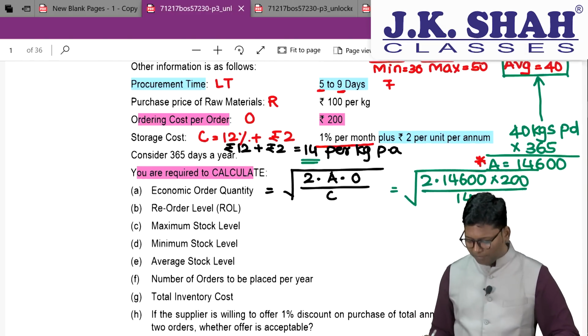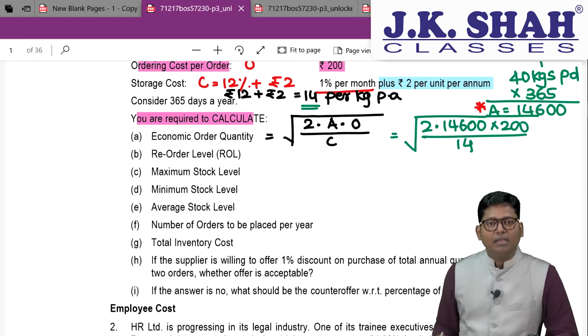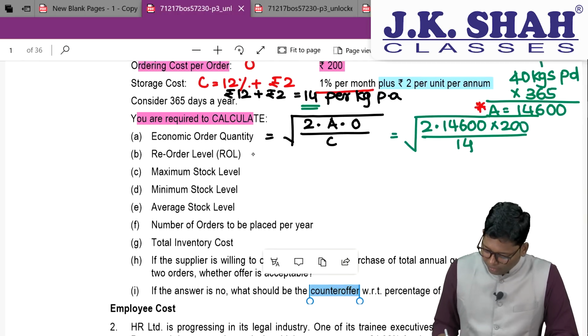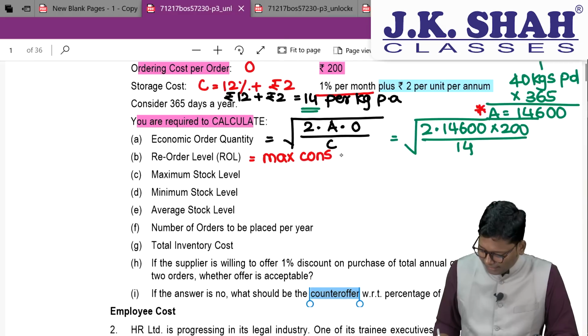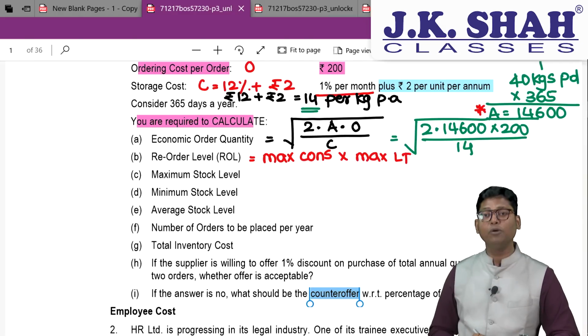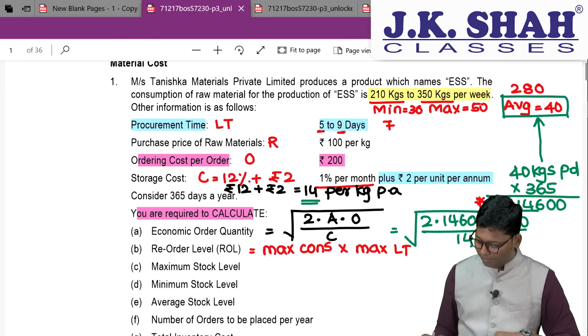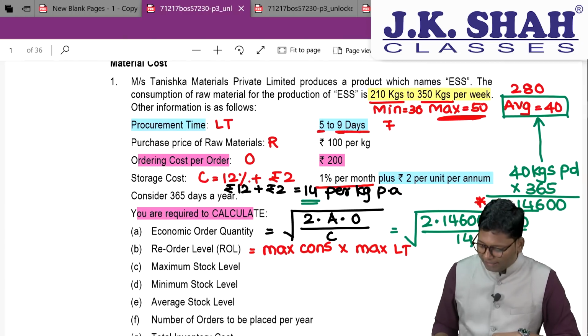The only important and hidden point while calculating EOQ is the computation of A, and A's computation is in front of you. Point number B is reorder level. Students, whenever you are calculating reorder level, you should first consider the maximum consumption and multiply it with the maximum lead time, and luckily both things are available with us.